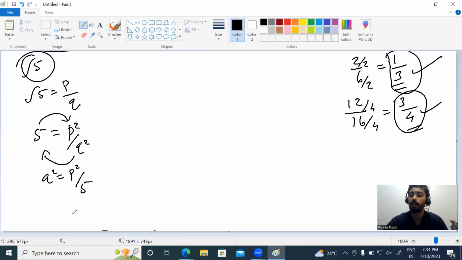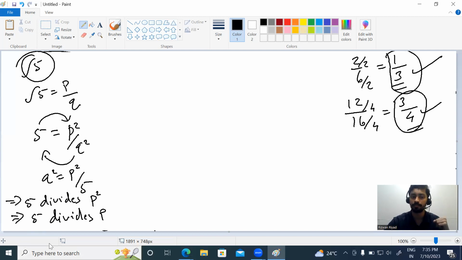Or if a square is divisible by p, then a is also divisible by p, where p is a prime number and a is any positive integer. Same theorem. Here, p square is divisible by 5, and 5 is a prime number. So p square is divisible by 5, so p is also divisible by 5. We can write 5 divides p square. This is the meaning of that last equation. 5 divides p square. Then, according to our last theorem, 5 divides p also.